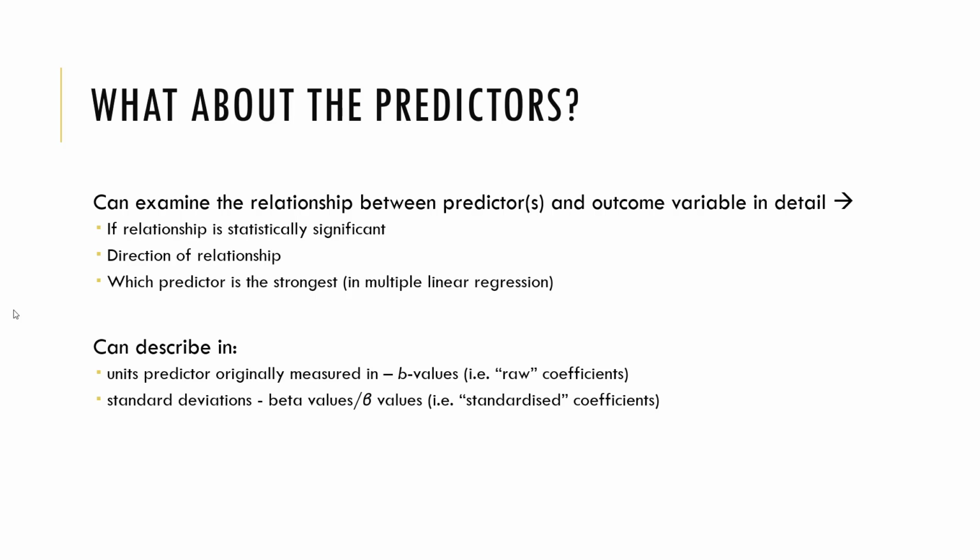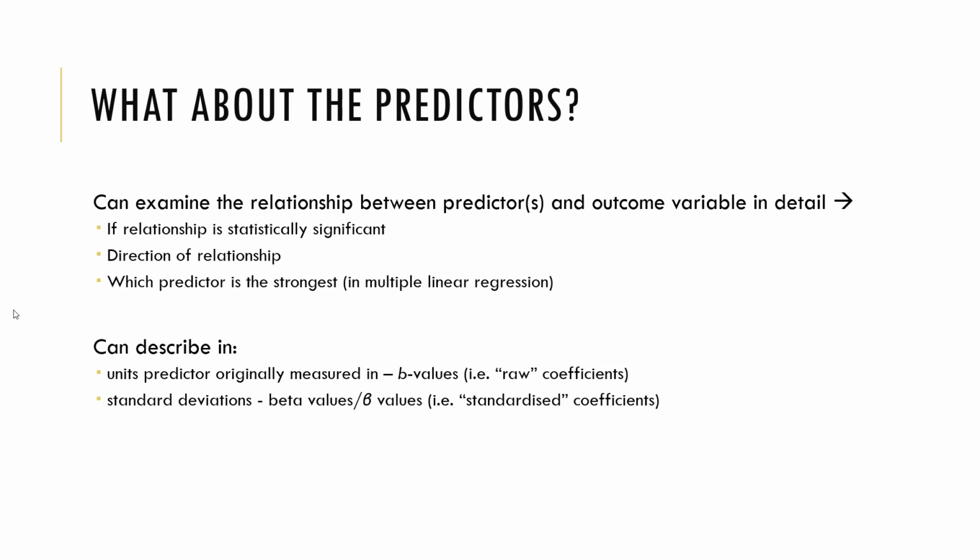Now, I've already been talking about b-values. So we know that a b-value represents the slope of the line of best fit for that predictor. A b-value is measured in the original units, the units that the predictor was originally measured in, and the scale the outcome was originally measured in. So we call those the raw coefficients.